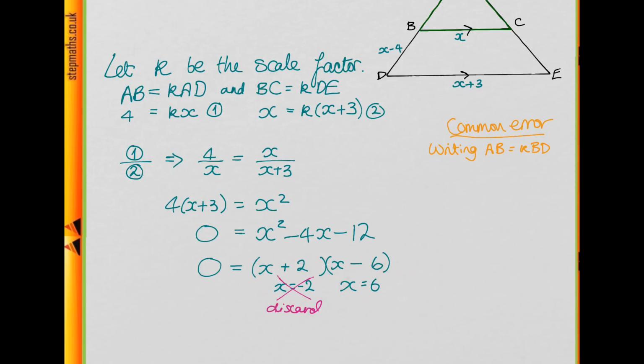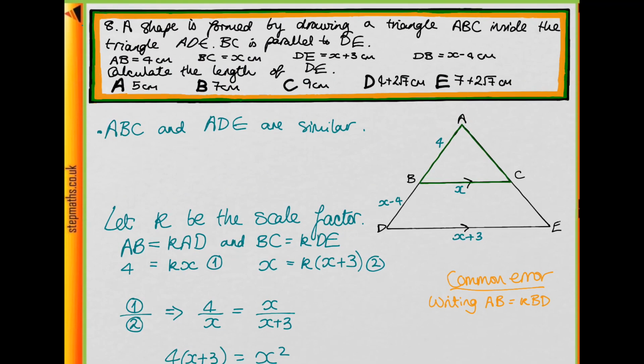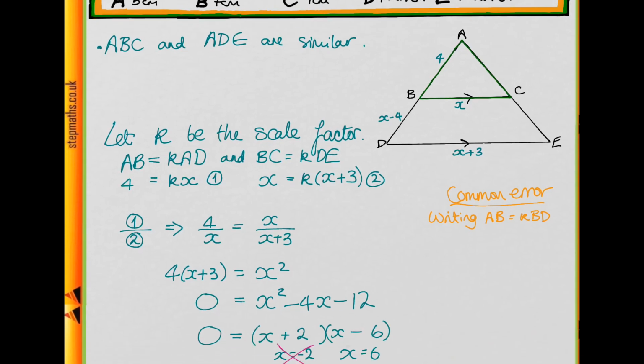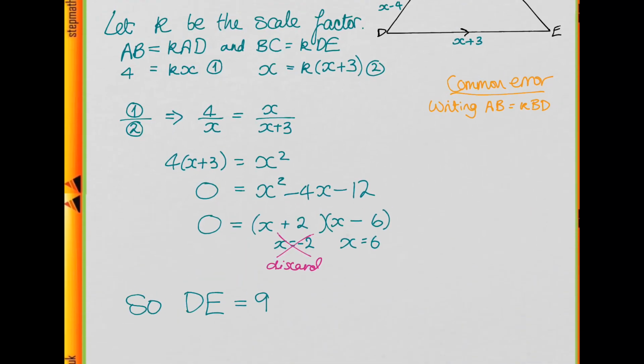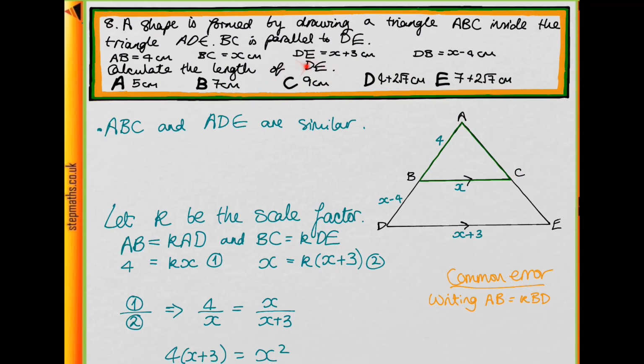However, we're not quite done yet, because we wanted to find the length DE, which is x plus 3. And so we get our answer, which is going to be DE is equal to 9, and so C is the correct answer.